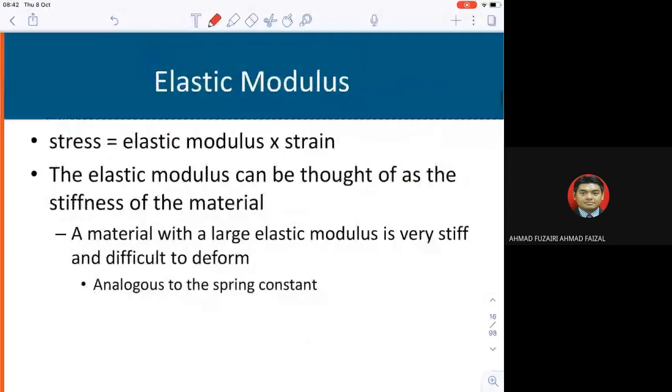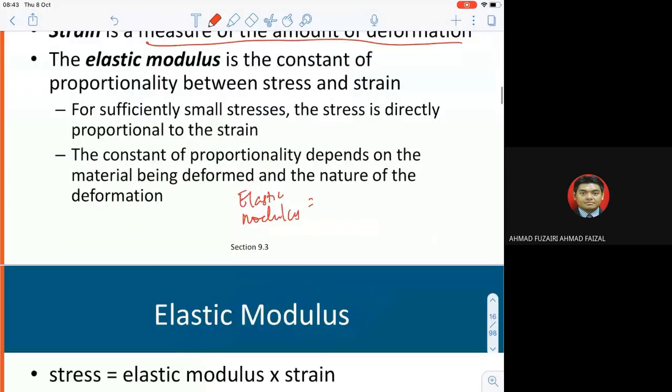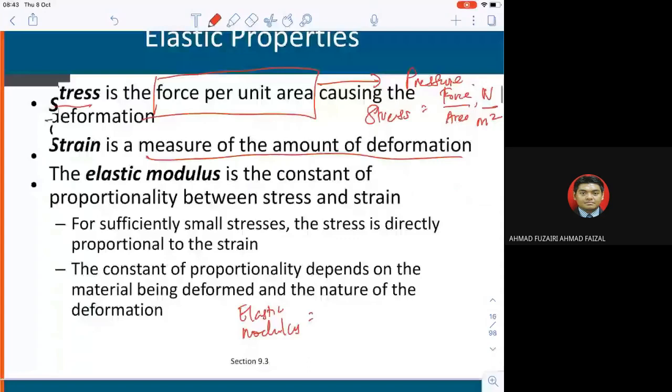Stress over strain is equivalent to the elastic modulus. Can you imagine? The elastic modulus is like a constant value, where stress is the force per unit area, while strain is the measure of the amount of deformation. So what does it mean by the amount of deformation? Let's look at this.